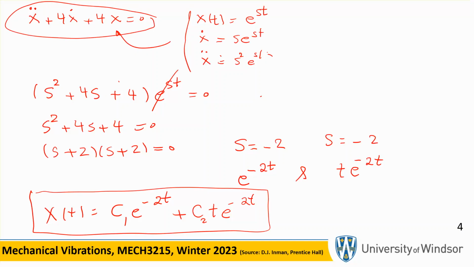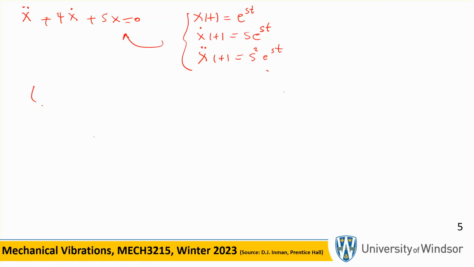We are ignoring all the initial conditions. C1 and C2 depend on the initial conditions that we are ignoring in this problem. So we're just looking at the differential equation, how to do the recipe for solving these things. The third problem that I'm going to do is, again, same thing, except the coefficients are different. So we have x double dot plus 4x dot, sorry, plus 5x equal to 0.